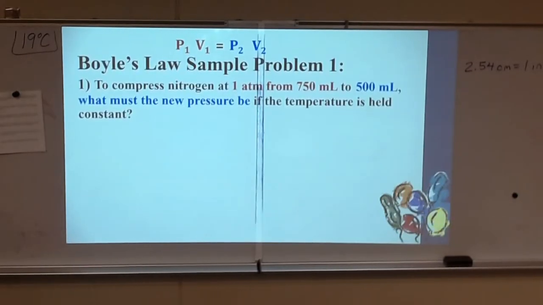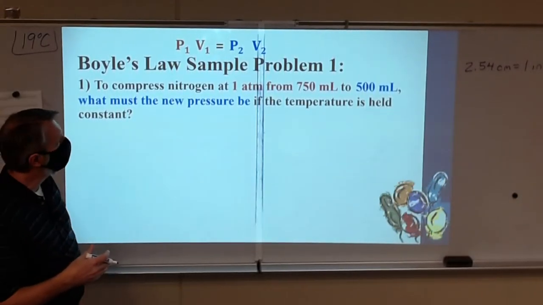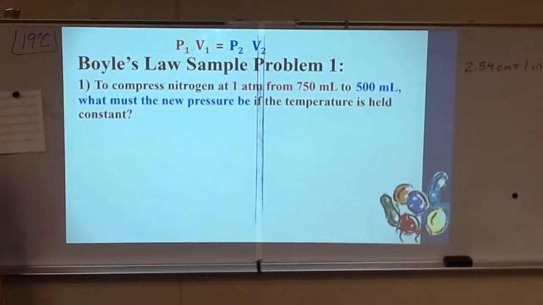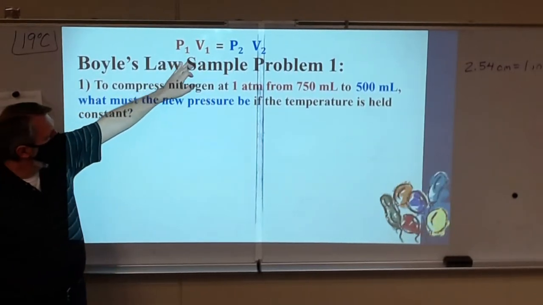So let's go ahead and practice one. To compress nitrogen at 1 atmosphere from 750 milliliters to 500, what must the new pressure be? I'm going to recommend, for your homework and for your tests, as you read a word problem, figure out what formula you're going to use and write the formula down, and then fill it in. In this case, I know I'm working on Boyle's law, and I have the formula here.